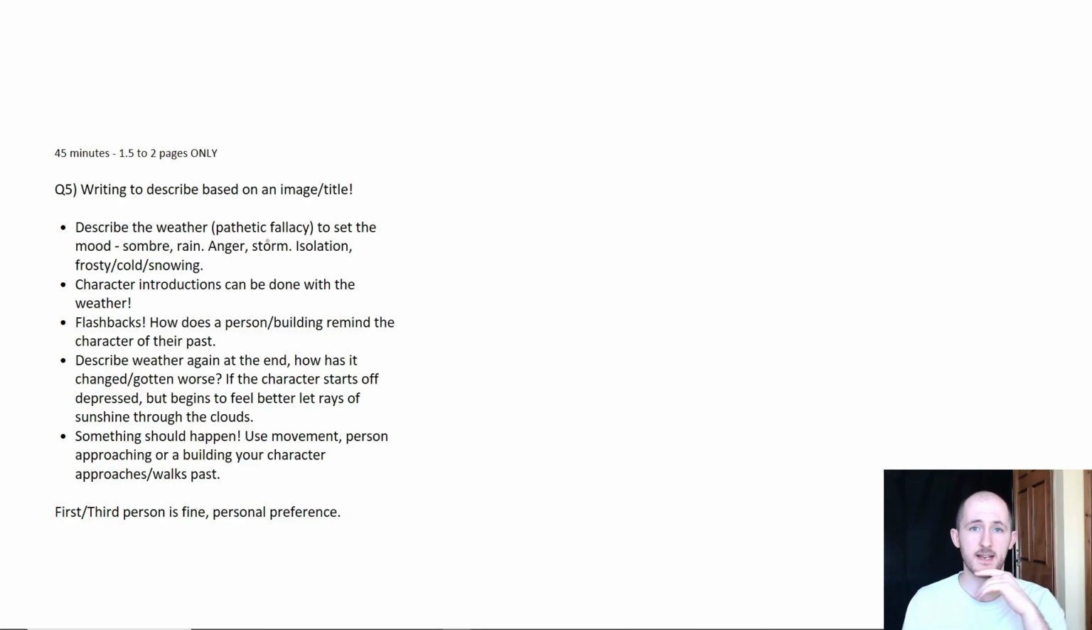And a good thing to do, so this is just general writing advice realistically, is you always want to use pathetic fallacy as much as humanly possible. To be fair, you can do this pretty much all the time. So you want to describe the weather to set the mood. This happens in film and television all the time, happens in books all the time. The weather is such a powerful tool. So for example, if it's somber or depressed or mellow, you use rain. If it's angry, you can have a thunderstorm going on and waves splashing about. If it's isolating, you can have a frosty, cold or snowing atmosphere. If it's a very happy and pleasant occasion, you can have a nice sunny atmosphere, right?